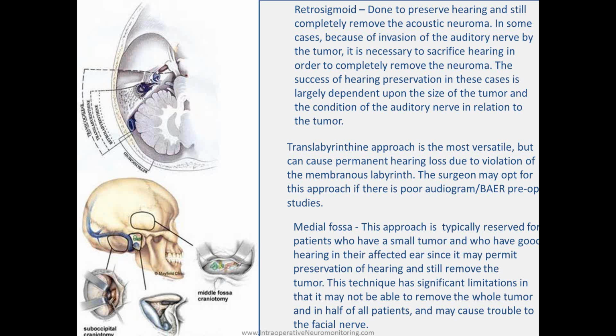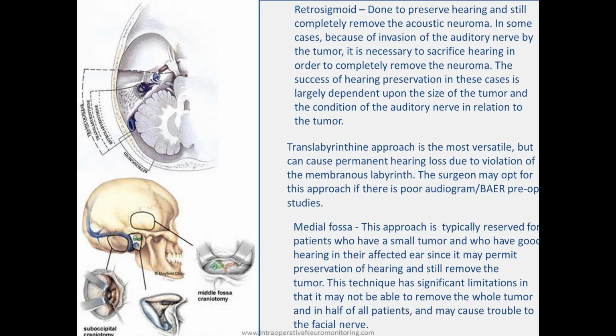So that's one approach. If you see on your intake that you have a retromastoid craniotomy, chances are that they are going to want BAERs, and they're going to want to test BAERs and hope to maintain whatever hearing they might have. A translabyrinthine approach is the most versatile but may cause permanent hearing loss due to violation of the membranous labyrinth. The surgeon may opt for this approach if there is a poor audiogram or BAERs preoperatively. So if you see a translabyrinthine approach on your chart, you might even say to the surgeon, do you even want ABRs? Because chances are you're going to lose any hearing that this patient already doesn't have, so it's kind of a wasted effort.